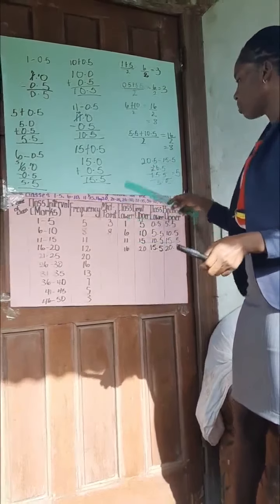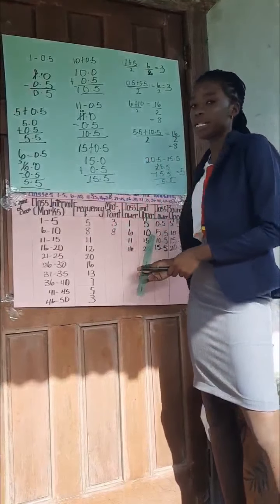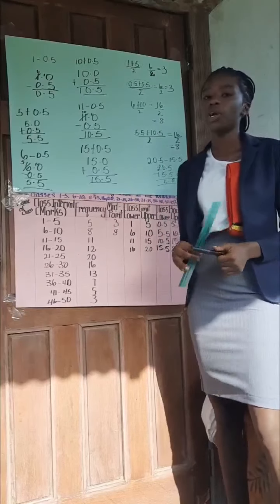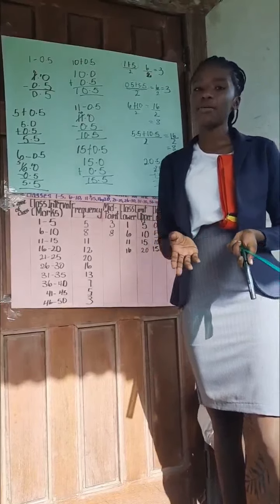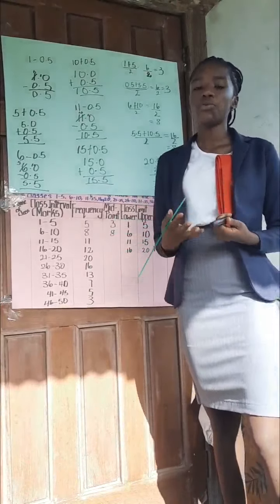So what I want you to do now is to continue putting in our midpoints and our class limit as well as our class boundary. You can work in pair or you can do it individually. So you may begin.